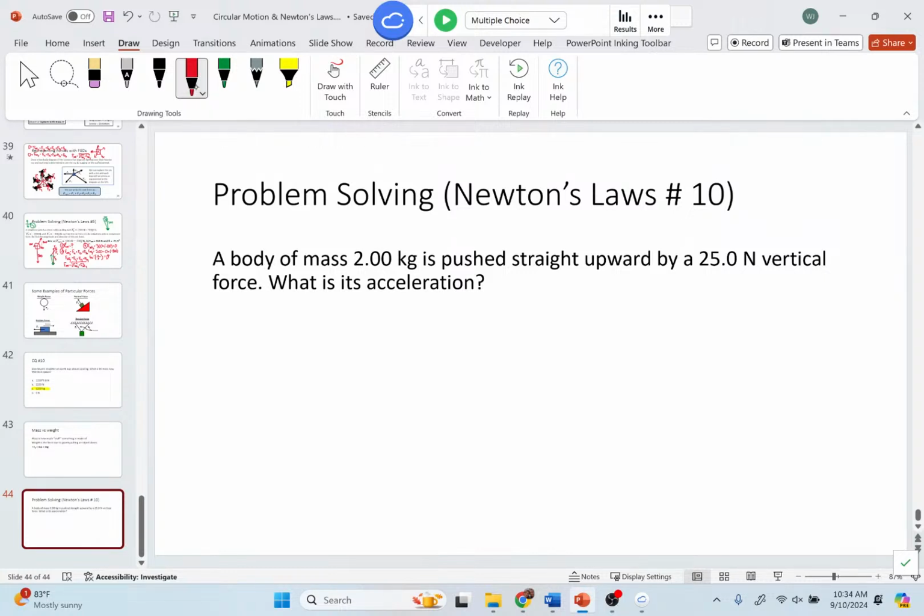And I'm going to give you all 30 seconds to draw the picture. Draw a free body diagram. Look, there it is. Draw a free body diagram of this. Unless it states otherwise, assume every object I give you is on Earth.